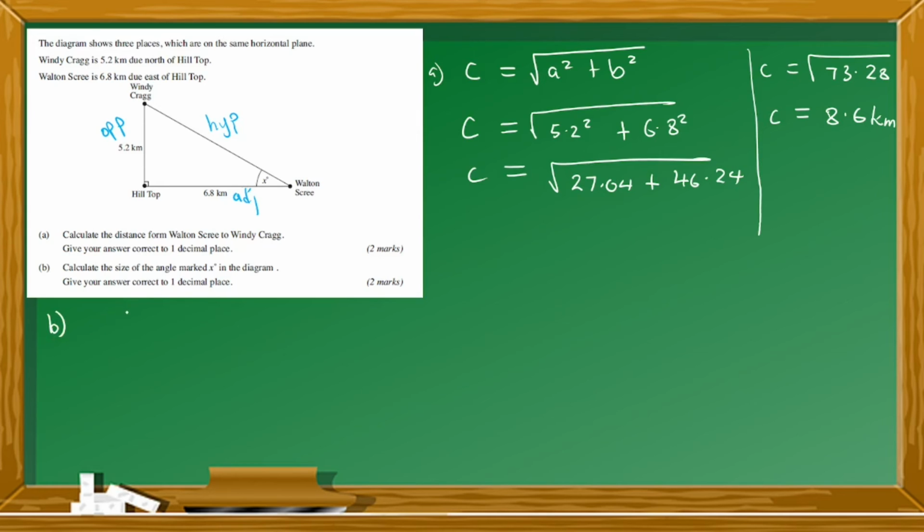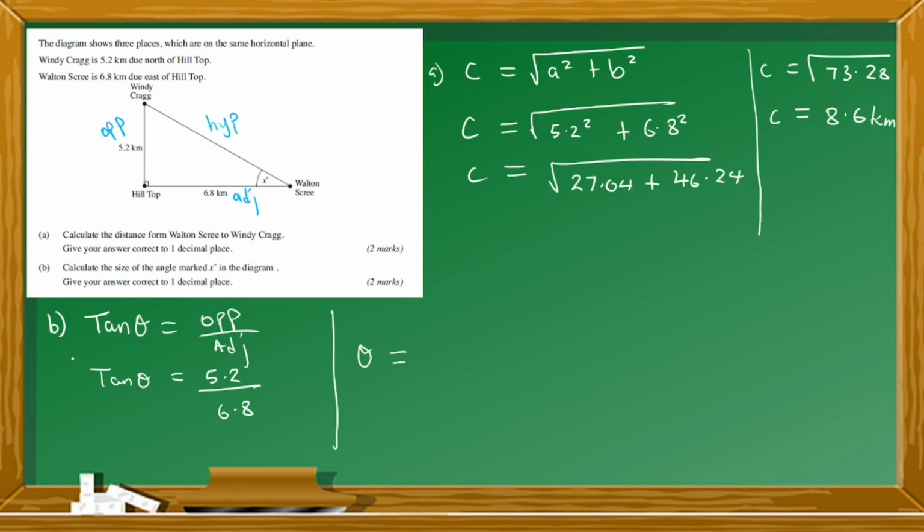Let's go to the second part of the question, and it says that we should calculate the angle marked x in the diagram, with your answer correct to 1 decimal place. So let's use the two measurements that were given. We're given the measurement for the opposite side and the adjacent, and we know that the trig ratio that deals with opposite and adjacent would be tangent. So tan theta is equal to opposite over adjacent. We're going to substitute our values. So tan theta is equal to 5.2 over 6.8.